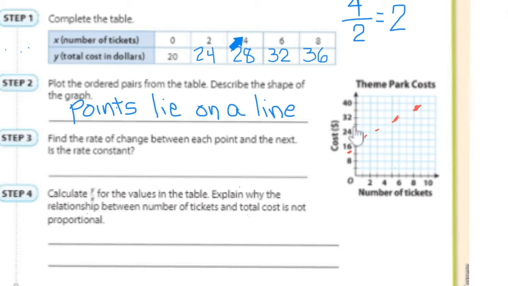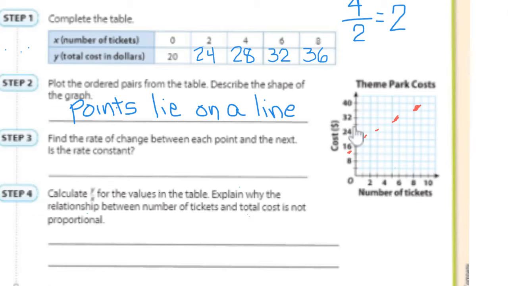Now the next set. From 28 to 32, well, that goes up by 4. From 4 to 6, that goes up by 2. 4 divided by 2 is 2. Last set. From 32 to 36, this goes up by 4. From 6 to 8, it increases by 2. 4 divided by 2, once again, is 2.